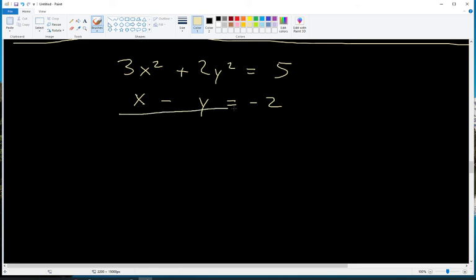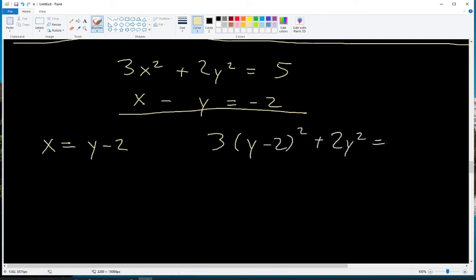I'm going to take the bottom equation and I'm going to solve it for x. So I'll get x is, we just add the y across. x is y minus 2. So that's from the bottom equation. So what I'm going to do is say, well, now that I know that x is y minus 2, I can replace the x in the top equation with a y minus 2. And hopefully good things happen.